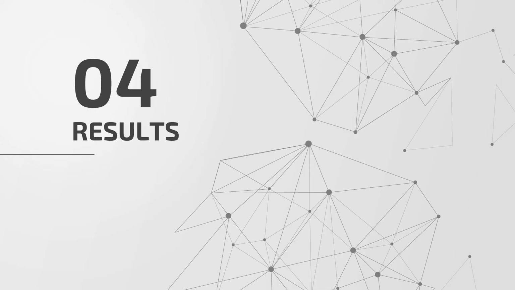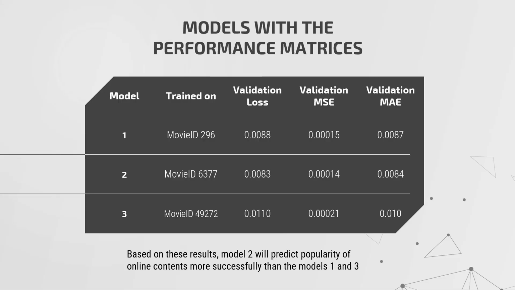Now let's discuss the results of our paper. The table shown here shows the three models that we have trained on different movies, namely movie 296, movie 6377, and movie 49272. From the values in the table, we come to the conclusion that model 2 will be the most successful in terms of the accuracy of prediction, and therefore model 2 should be the model that will eventually be selected for prediction in the cloud server, and whose prediction decision will be used at the network edge.